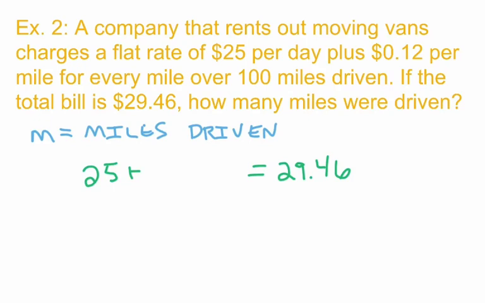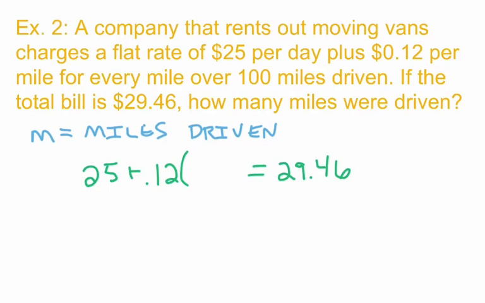We know we're multiplying 0.12 by the number of miles, but it's not for all the miles, it's just for the miles over 100. So we're going to have 0.12 multiplied by the number of miles she drove that was more than 100. So again, 0.12 times the number of miles over 100. Well, miles is represented by m, the miles over 100.